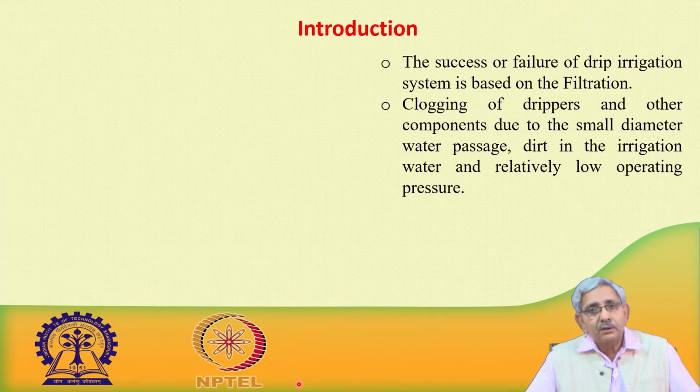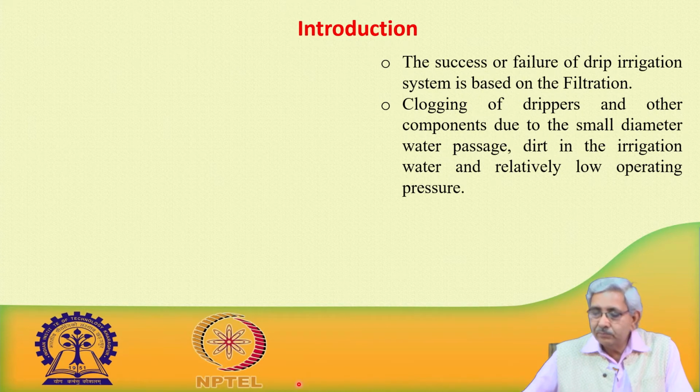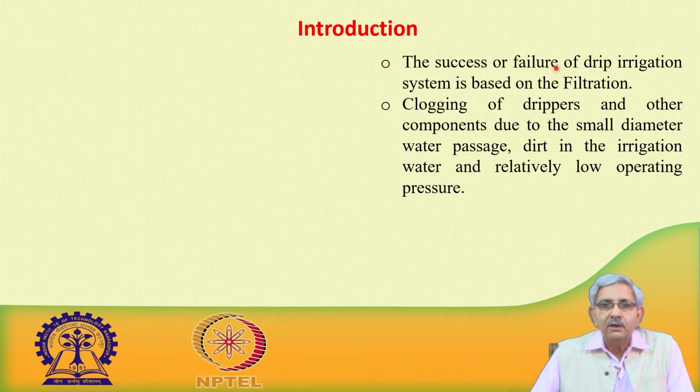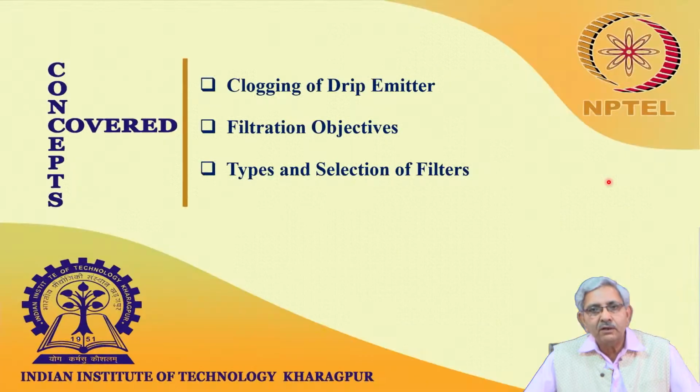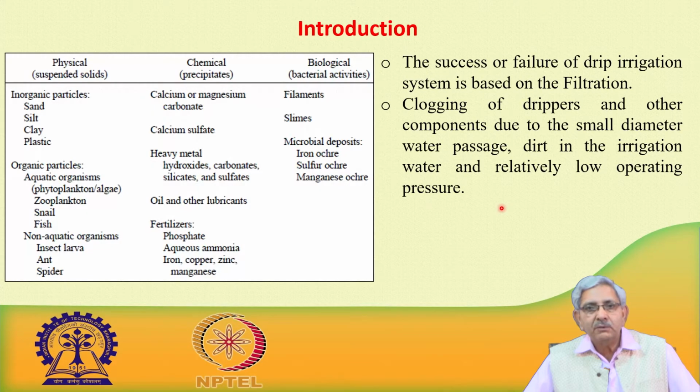So, when we talk of filtration system, the success of drip irrigation system depends on how good the filtration system has been used. The clogging of drip emitters and other components occurs due to small diameter, because the water is coming from a very small passage. So, dirt available in irrigation water causes clogging of the drip emitters.